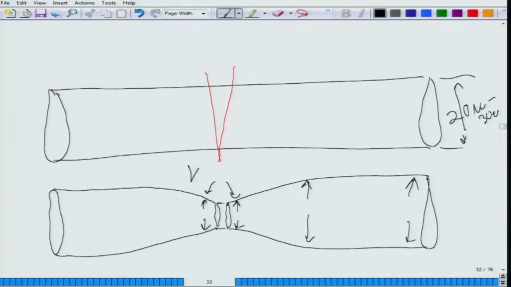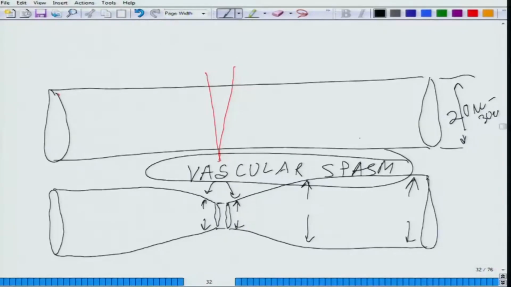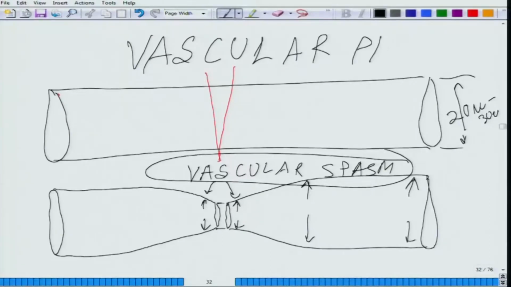This whole change is called vascular spasm. This is a very, very critical step in the vascular phase. This is part of the vascular phase.